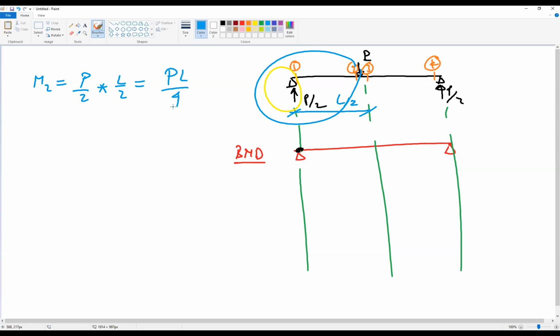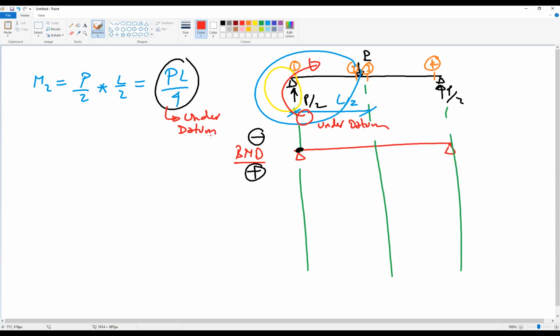And we said before that the sign above the datum is negative and below the datum is positive for moment, if you remember. And we said that we are putting the value of the moment with the tail of the moment, because the force is rotating in this direction, so the tail is under the datum, right? So this moment will be under the datum.